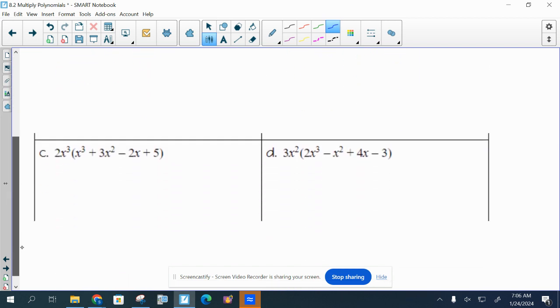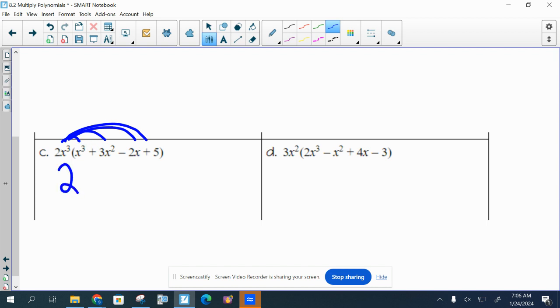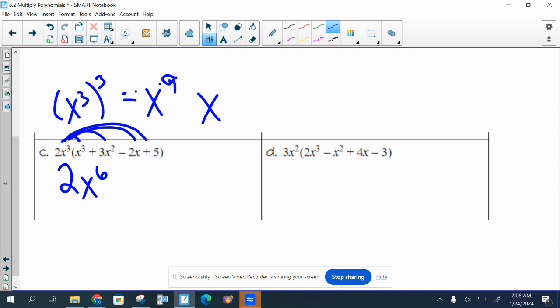For part C, you're distributing the 2x cubed into each term in the parentheses, so all four terms. So 2x cubed times x cubed would be 2x to the 6, because remember, we're adding the exponents. You only multiply the exponents when you have a power to a power. But if you have a power times a power, then you add the powers. I like to think of a little addition sign here, so adding the powers here.